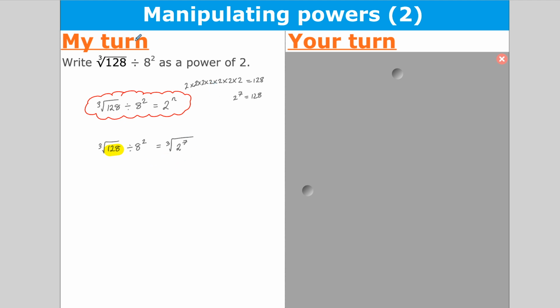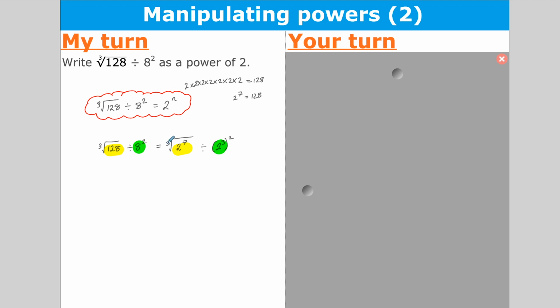So we've replaced the 128 with a power of 2 like that. Next thing we're going to do is keep that divide where it is. Let's see if we can write 8 as a power of 2. And we can. That one's pretty easy. It's 2 cubed, isn't it? Because 2 times 2 times 2 is 8. So that's 2 cubed, but don't forget it's to the power of 2. All I've done is put in powers of 2 there, not tried to do anything else.